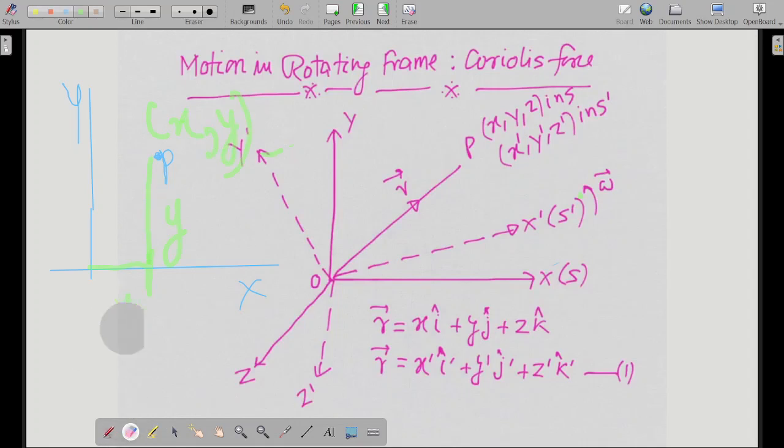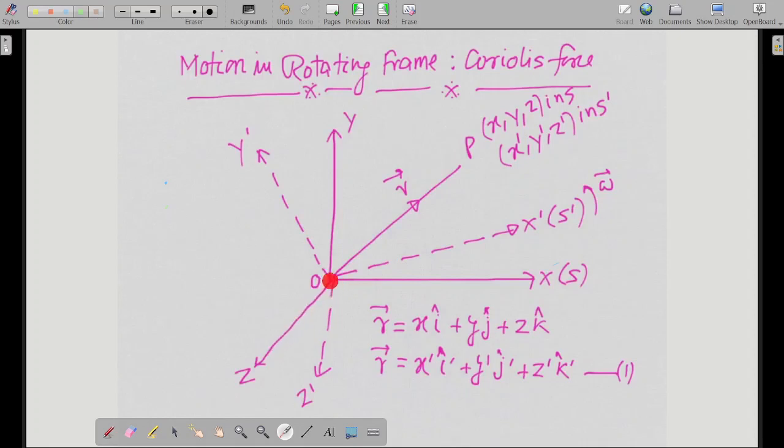Similarly over here we have given it the coordinates, but it is in 3 dimensions, so we also have to take the perpendicular axis, which is the z axis, coming out of the plane. This point P has x, y, z coordinates with respect to the S frame, and x prime, y prime, z prime coordinates with respect to the frame S prime, and this frame S prime is rotating with an angular velocity omega. Just remember that this frame S prime is rotating about the z prime axis, that is, the z axis.